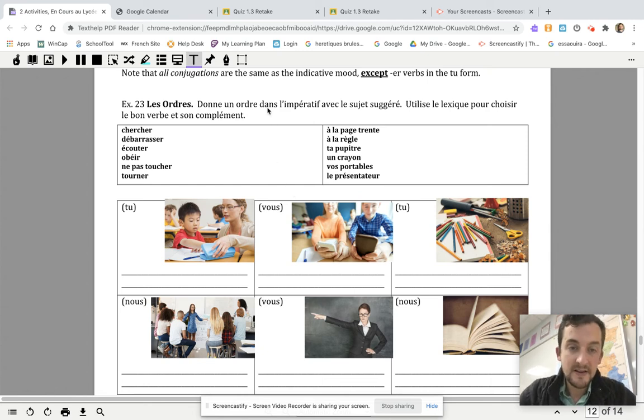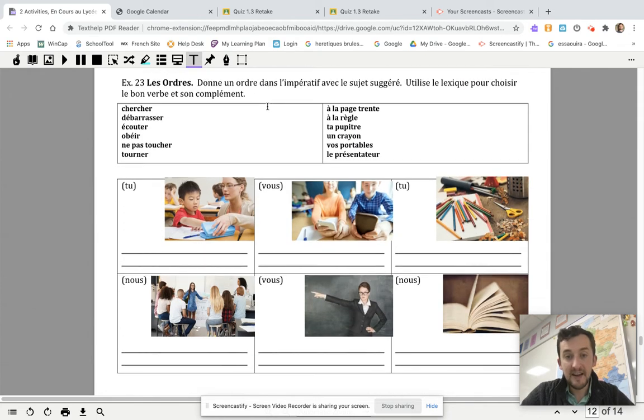Exercice 23. Les ordres. Donne un ordre dans l'impératif avec le sujet suggéré, with the suggested subject. Utilise le lexique pour choisir le bon verbe et son complément. So look at the picture and make a command using a verb over on the left-hand side and then something from over here. So in number 1, I see a boy reaching for a pencil. I see over here for the complements to the verbs, I see on page 30, to the rule, your desk, a pencil. So maybe something with a pencil.